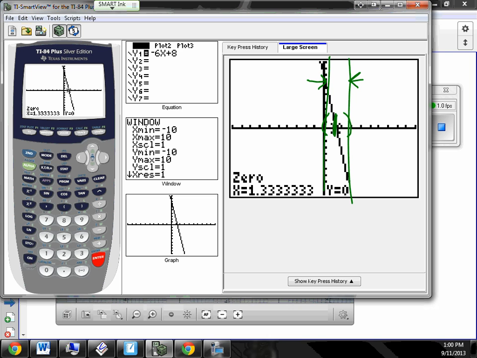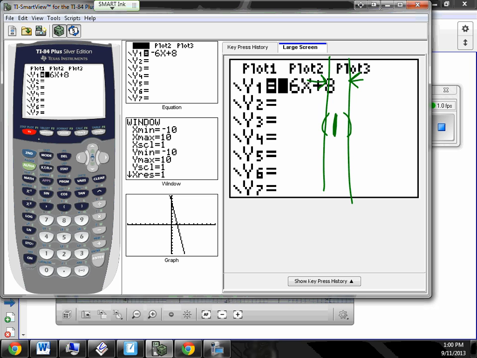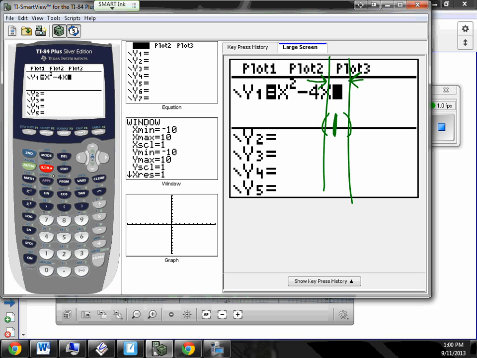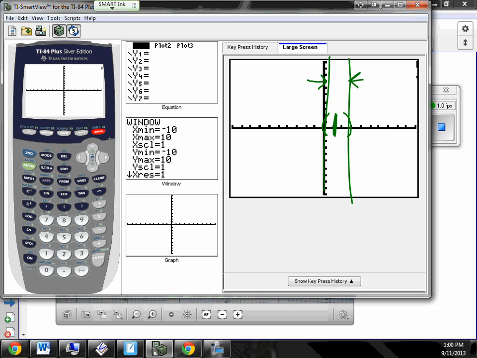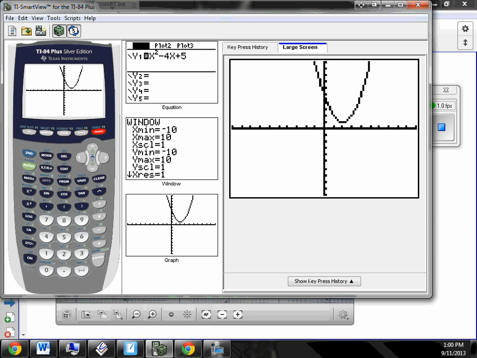All right. Number 3 says x squared minus 4x plus 5. Okay. What is the y-intercept? 5. We know that from looking at the equation, because it's a polynomial and it ends in a plus 5, so the y-intercept is 5. What are the x-intercepts? There are no x-intercepts. So the y-intercept is 5. The x-intercept doesn't exist. Okay?